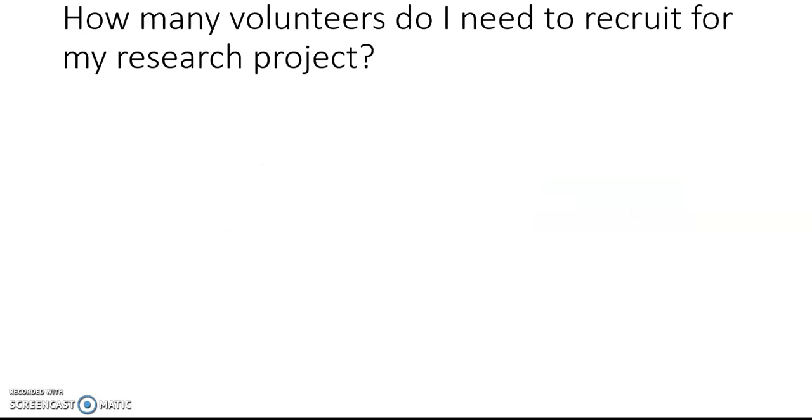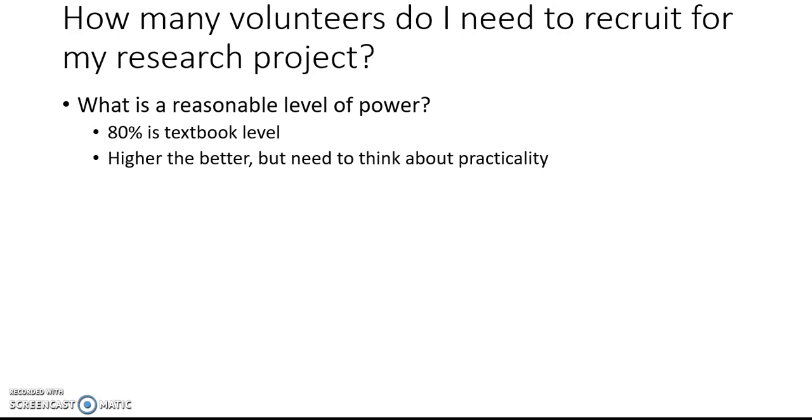Okay, so going back to this question, how many volunteers do I need to recruit for my research project? One of the things that you'll need to answer is effect size, and I'll get to that in a sec. What is a reasonable level of power would be the first question. What is the probability that I want for making the correct decision? 80% power, 0.8, is the level of power employed in the textbook. That's, I assume, a generally acceptable level. A higher power is better.